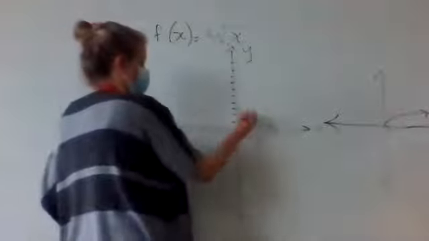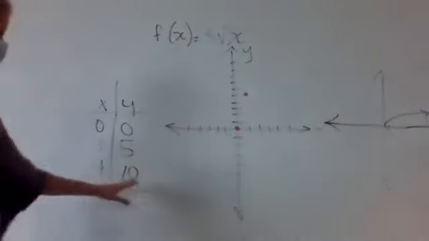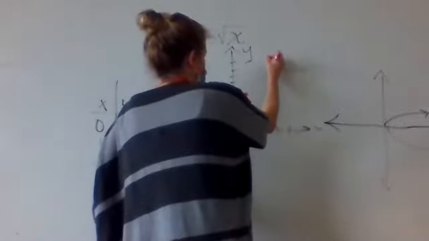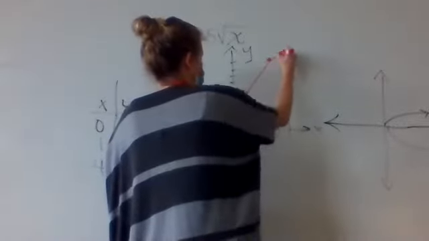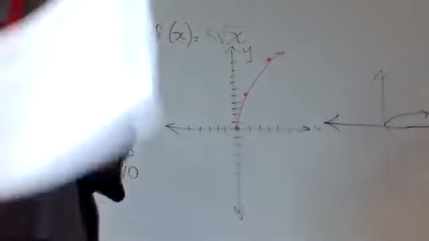1, 5. So to the right 1 and up 5, and to the right 4 and up 10. So again, if you are looking at the graph, the only one that is steep like that would be that D graph.